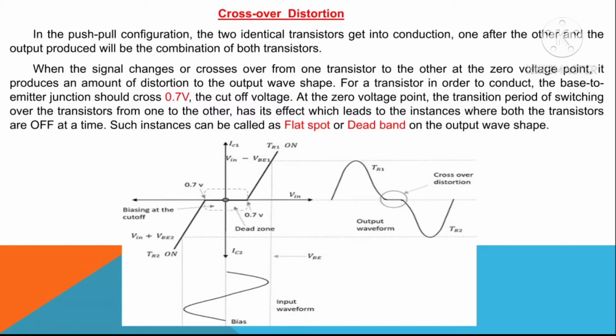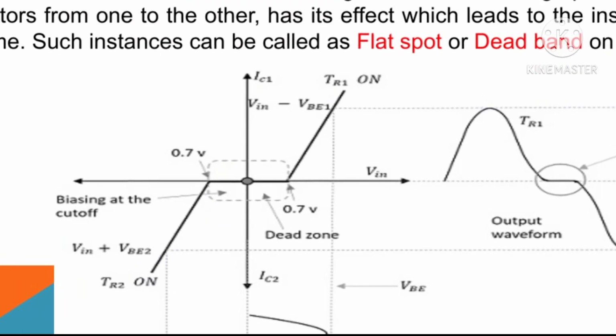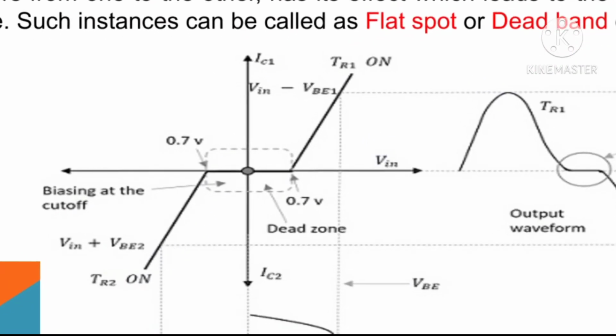And that dead zone is nothing but the zero crossing level of the signal that we have already shown in this waveform. Try to concentrate on this VI characteristics. See here on the right side, transistor T1 is on, and at this particular point it goes off, and it remains off up to this zero level. And again from 0 to the next 0.7 level, the second transistor is not on. That means it is also off.